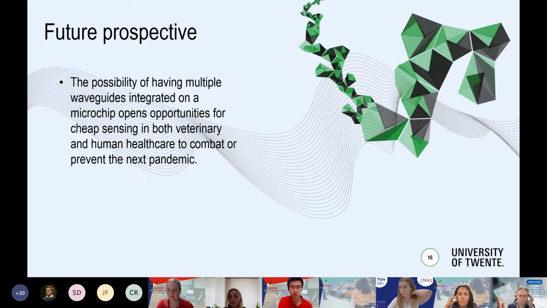Our future work after developing this sensor can be focused on different viruses, because the possibility of having multiple waveguides integrated on a single chip allows for multiplexing and simultaneous detection of different viruses. This opens opportunities for cheap sensing in both veterinary and human healthcare to combat or prevent the next pandemic. Thank you all for your attention, and if you have any questions, don't hesitate to ask us.